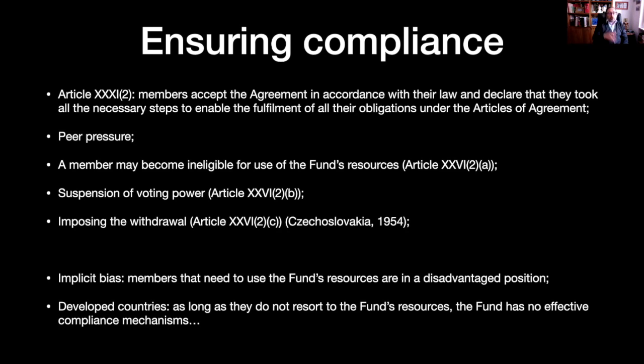So that's why I talk here about an implicit bias, because if the main pressure to ensure compliance is if you do not comply with IMF law, we will not lend you money, then you only have leverage over those who might depend on those loans. But developed countries that are not likely to need access to the fund's resources then do not have a lot of incentives to make sure that they comply with IMF's recommendations.